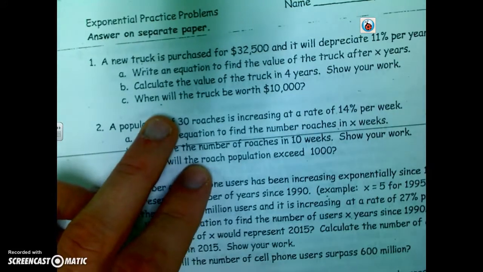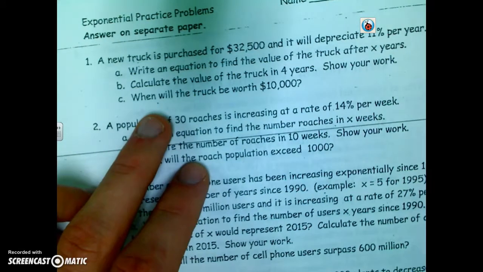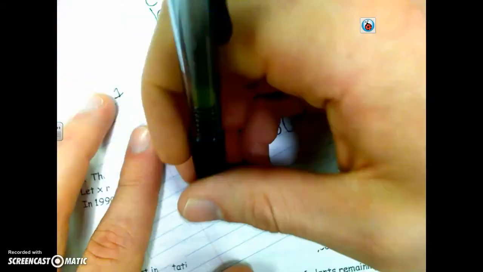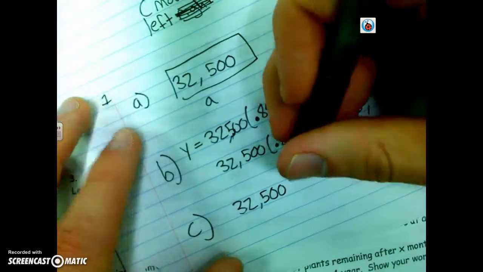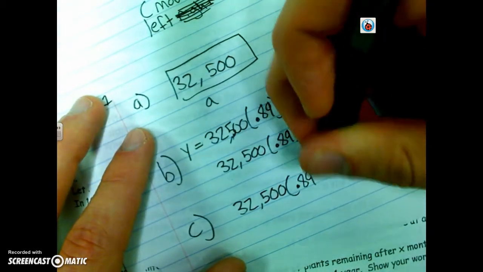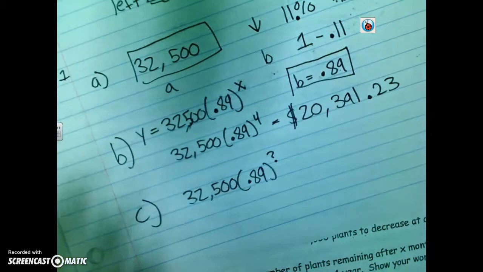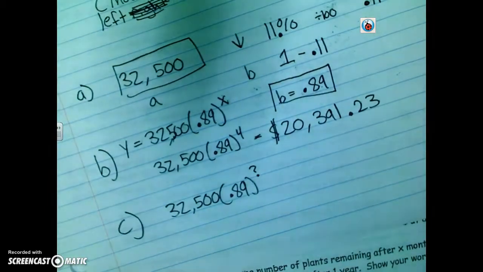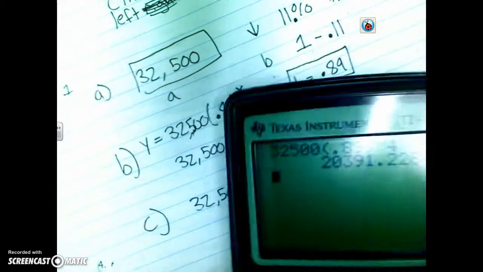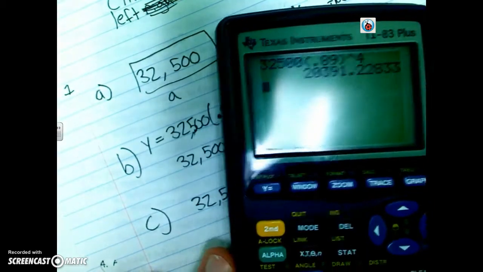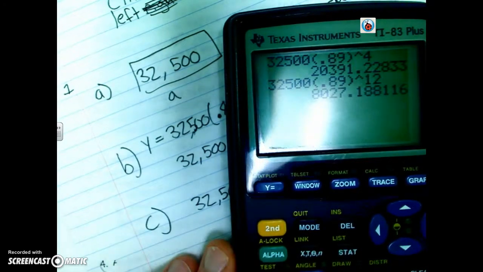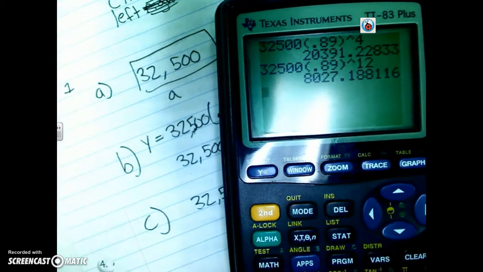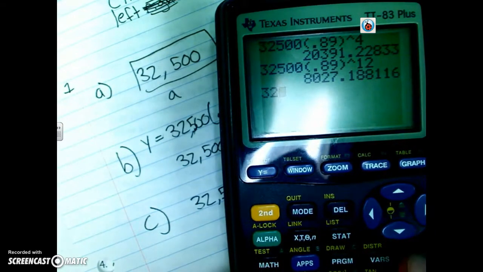Part C says, when will the truck be worth $10,000? There's a couple different ways we can find this. One way is we can start plugging in until we cross over that 10,000. That's one way of doing it. So just take a guess. Let's say after 12 years. Well, after 12 years, I know that it's gone past that $10,000.